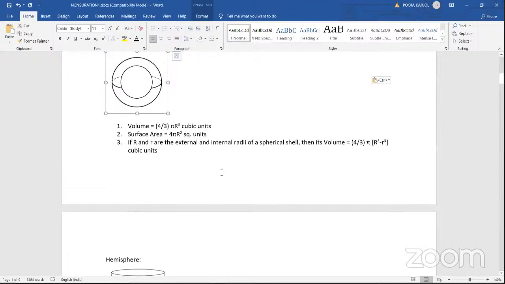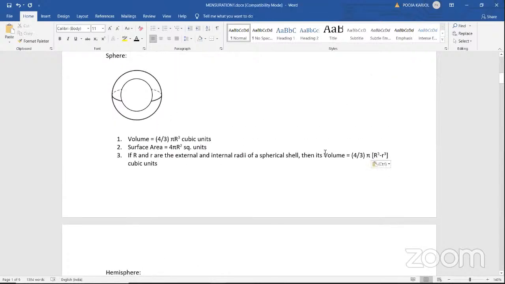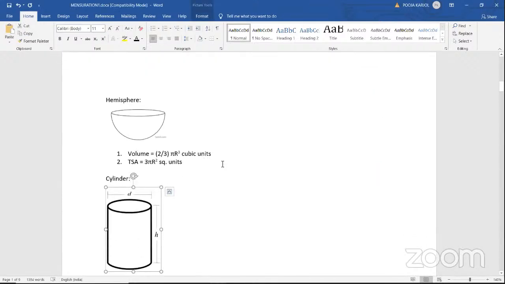Unless they mention the outer and inner radii, don't consider this. Okay? Even if they say a shell, okay, and they don't give you the outer radii and inner radii, unless they're asking that only, okay, don't consider it.